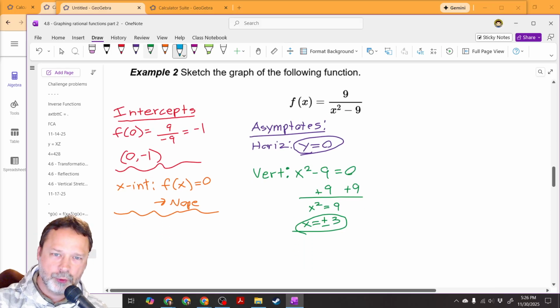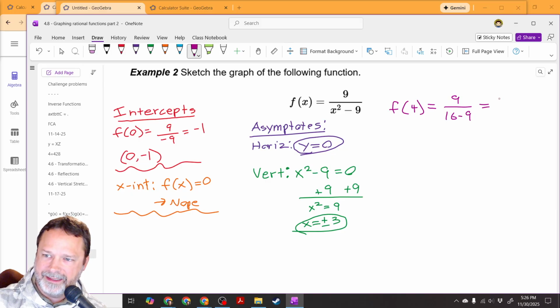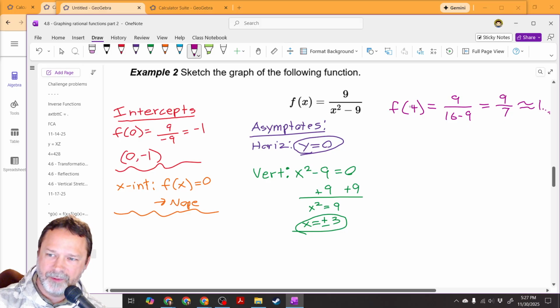So that's my intuition there. But to be sure, to be certain this time, right? I made plenty of mistakes before. Let's go for it. Let's say f of 4. That's going to be 9 over 16 minus 9. That is 9 over 7. That's a little bit more than 1. Just a little bit more than 1. So, say 1.1 something. I don't know. It's 1 point something. It's a little bit more than 1.